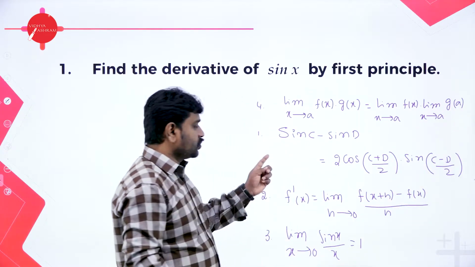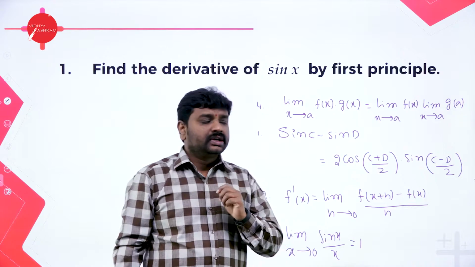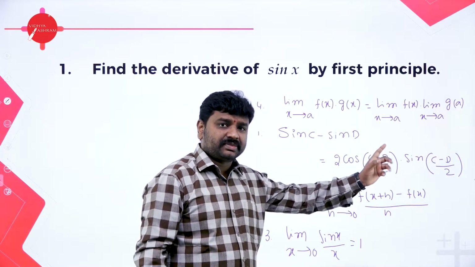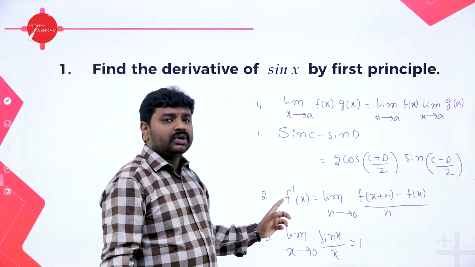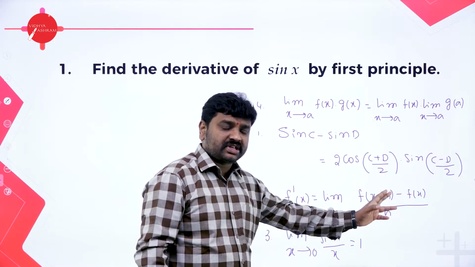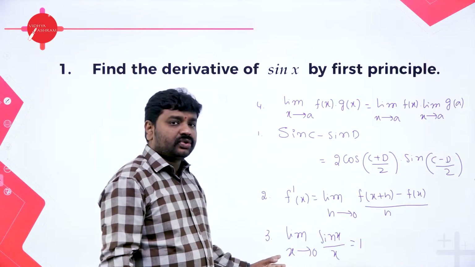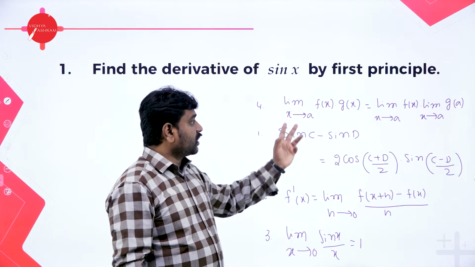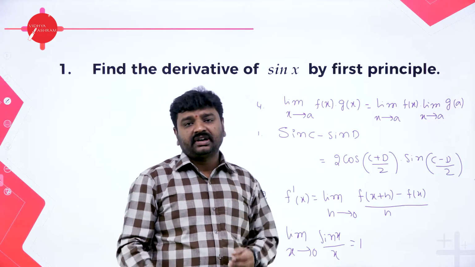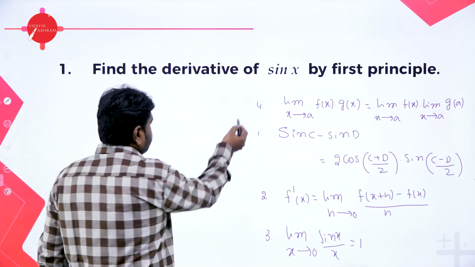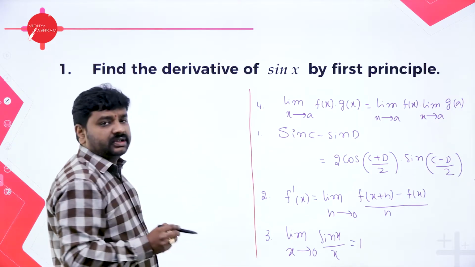What is the first one? You should know sin c minus sin d. What is sin c minus sin d? 2 cos c plus d by 2 into sin c minus d by 2. Then you should know derivative. f dash x is limit h tends to 0 f of x plus h minus f of x by h. Third one, you should know limit x tends to 0 sin x by x is 1 and product of functions means you can apply limit separately for each function. So these are the basics which you should remember. Now we'll start up with the derivation.